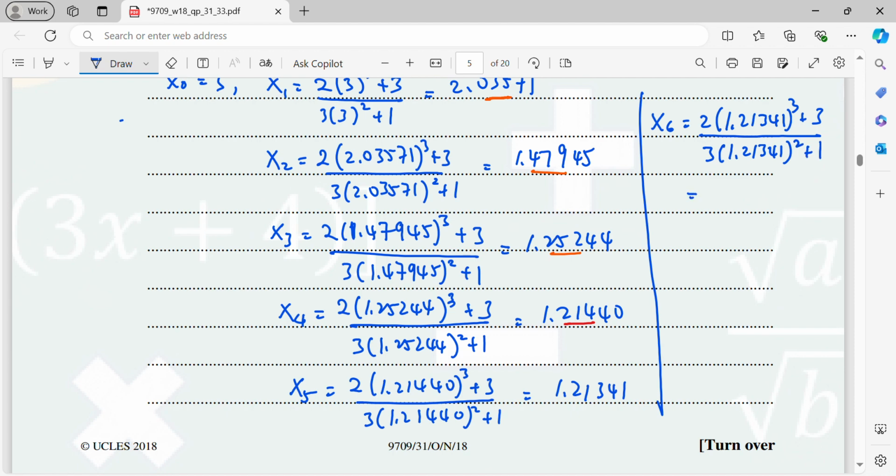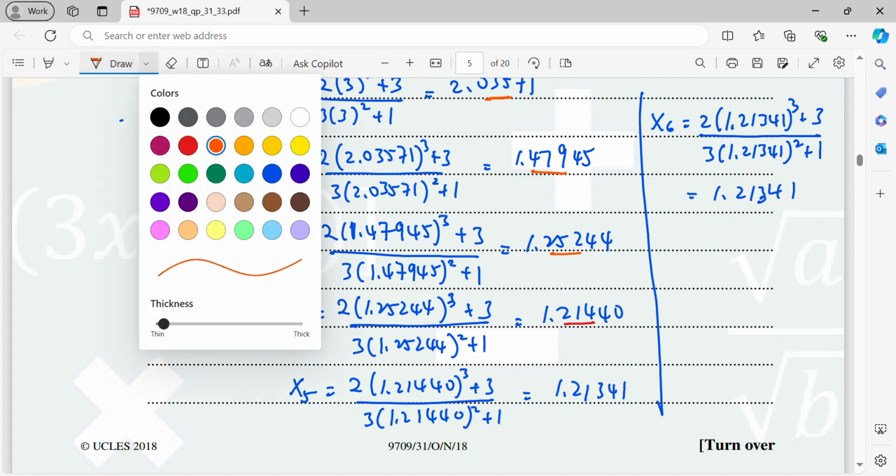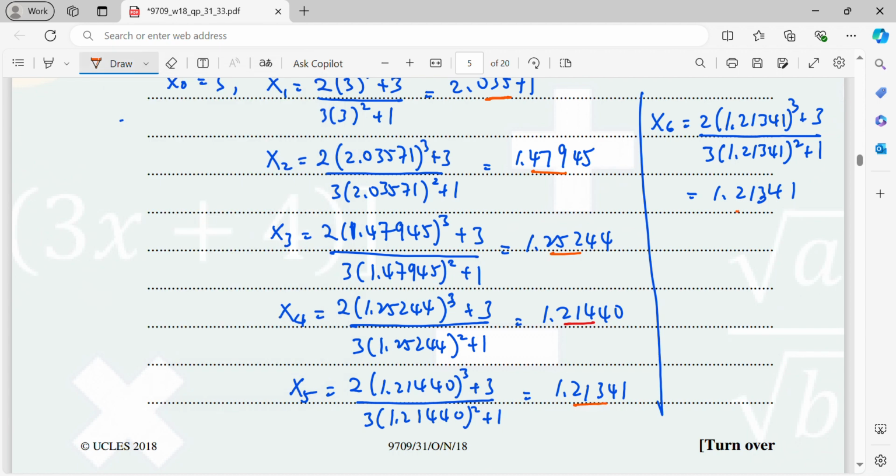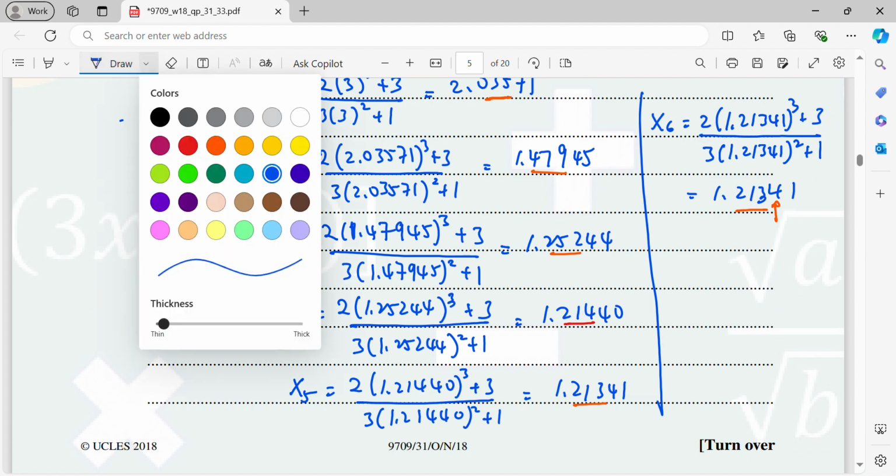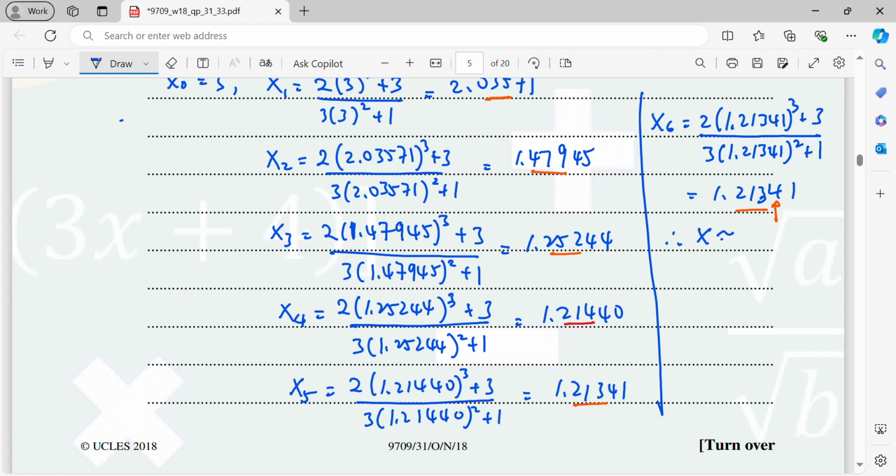And this is going to be 1.21341. So when you compare with the previous calculation, here 213, this is 213. Okay, so now we stop the iteration and refer to this calculation. Therefore, my x is approximately 1.213. That is correct to 3 significant figures.